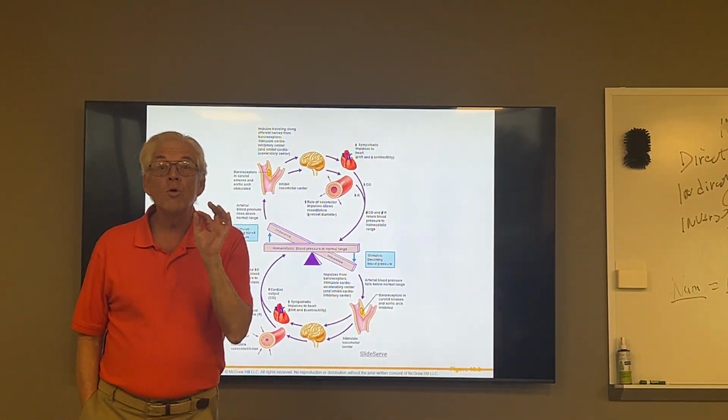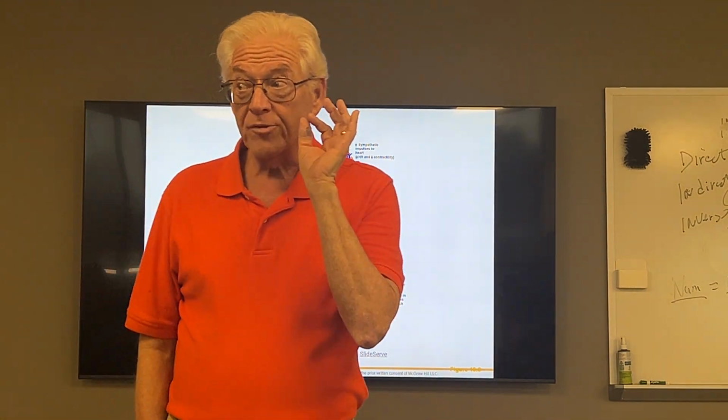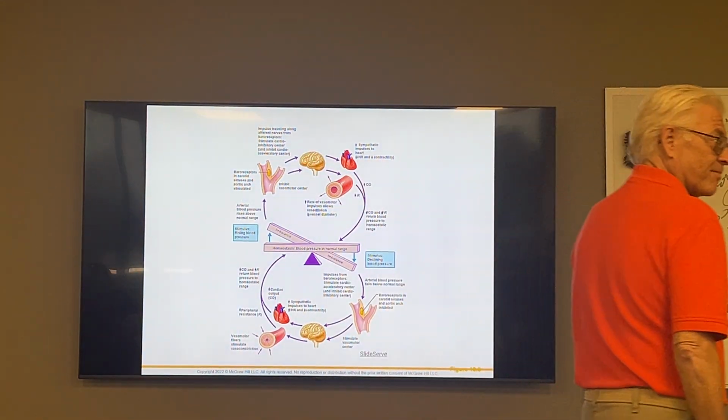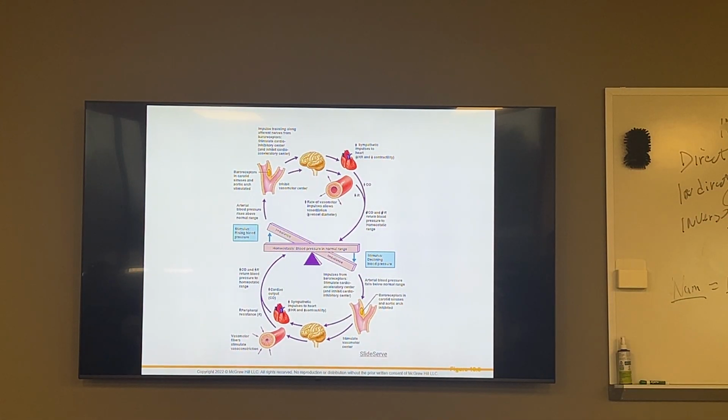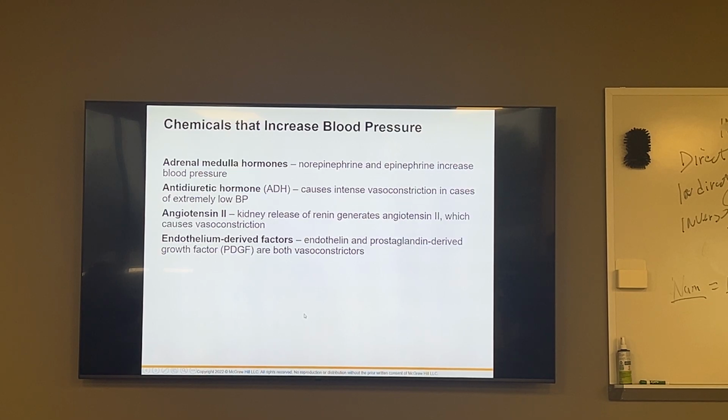The cardiovascular center. What's the most important word there? Cardio. Got it? The cardiovascular center talks to your heart first. All right. What do chemoreceptors pick up? Chemicals. All right. So let's take a look at the chemicals that will increase your blood pressure.